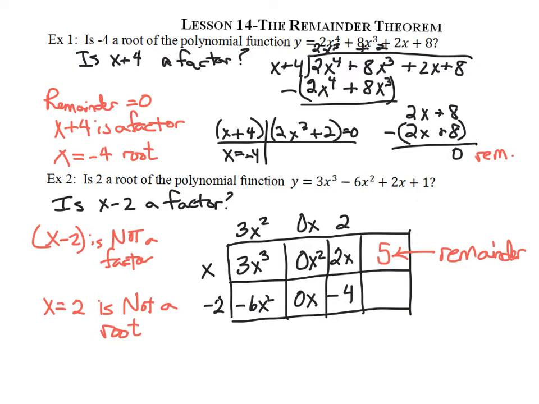So I've demonstrated one way of determining whether a number is a root or a binomial is a factor of a polynomial. We can do division and see if our remainder turns out to be 0. If the remainder is anything but 0, then I know that I do not have a factor and I don't have a root of the original polynomial.